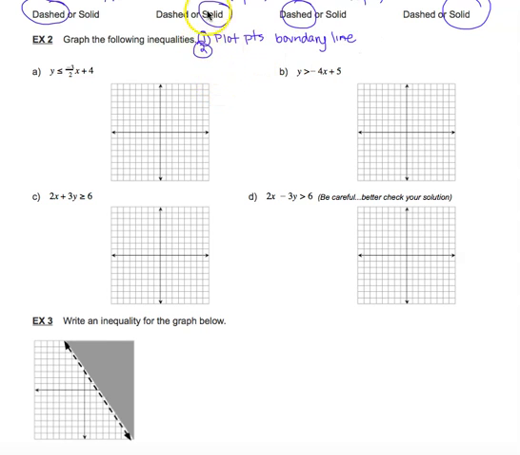Step 2 is we are going to decide if solid or dashed to connect. And then step 3 is to pick and plug in a point to decide where to shade.